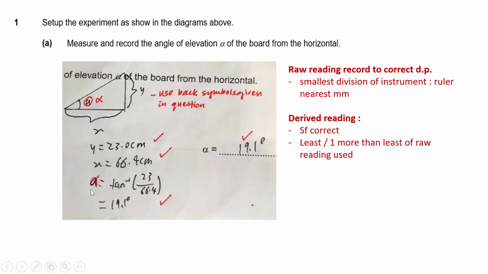Alpha itself therefore becomes a derived reading, and since it's in terms of tangent inverse of these two values, it follows the least SF of the raw values. So this is 3SF and this is 3SF. So the value of alpha should be given to 3 or 4 SF. There's no need to increase one more because I think 19.1 is good enough. So this is another method to measure the value of alpha.